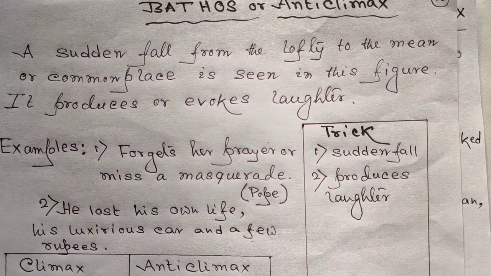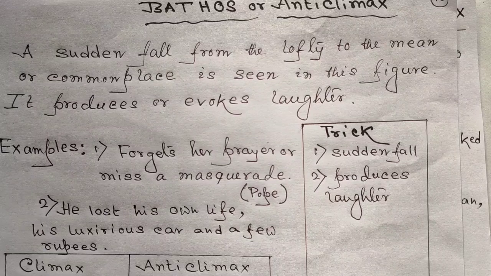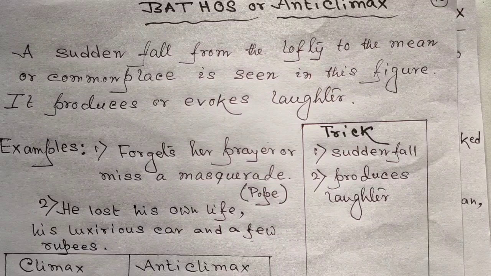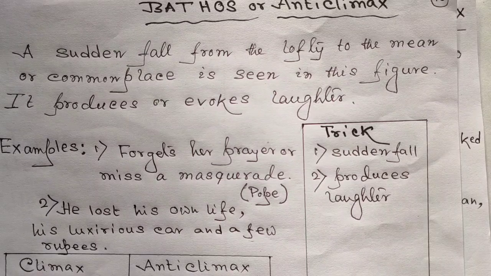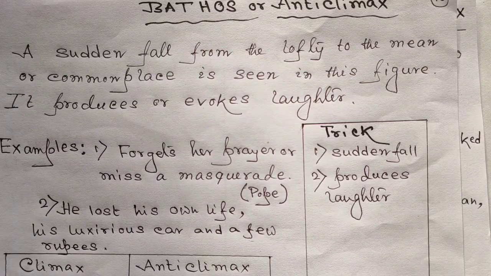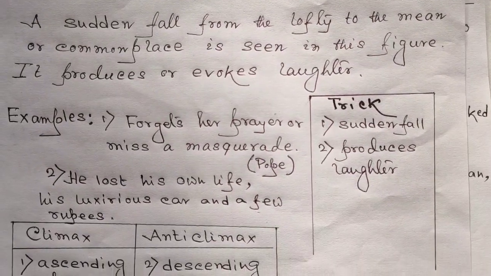Look at the examples written over there. Forgets a prayer or miss a masquerade. This is a very nice line from The Rape of the Lock by Alexander Pope. Forgets a prayer means it is something so sublime, something so important, something that relates to God. So forgets a prayer or miss a masquerade. Masquerade means it's a kind of dance. Remember, forgetting a prayer, as it is deliberately made, is akin to missing a masquerade, which is just a trifling thing. Well, and it definitely produces laughter.